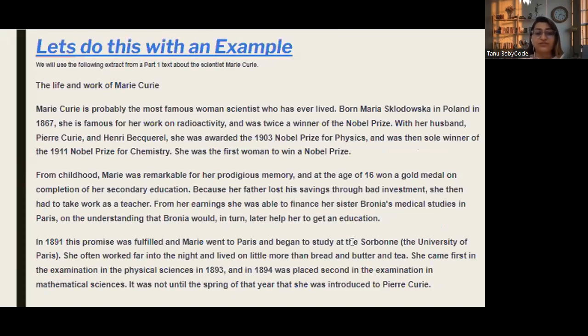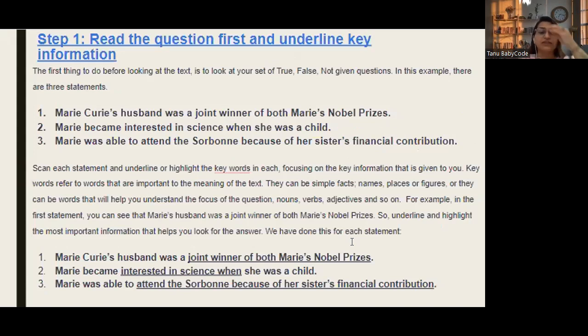Okay, now let's do this with an example. We will use the following text and then we will see how it is going to help you. Now, this is a passage on my screen. I'll be showing you how you can know whether a statement is true, false, or not given. So let's start this. I'm going to provide you a step-by-step strategy.